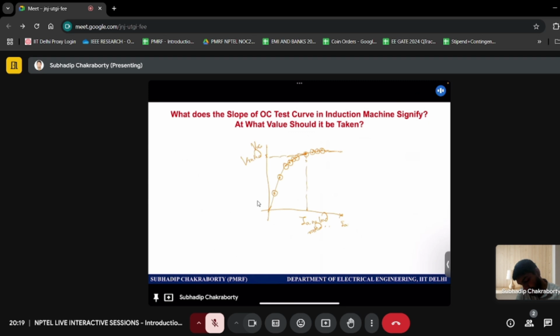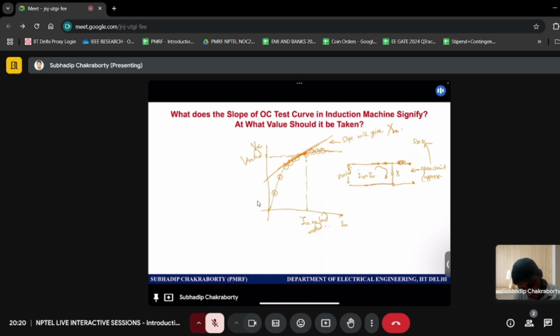Now if you take the slope from this point, what will it give? XM, right? The slip is almost equal to 0, so this can be assumed as open circuit, right? So almost all the current is flowing as I0. So IA equal to I0, and this is V rated.